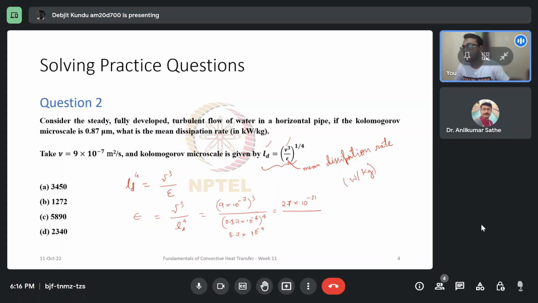So the numerator is 27 into 10 to the power minus 21. That's fine. Now the denominator can be written as 8.7 into 10 to the power minus 7. Now if I try to do 8.7 to the power 4, oh, okay, sorry. What am I doing? 9 to the power 9 multiplied by 3 is 27.